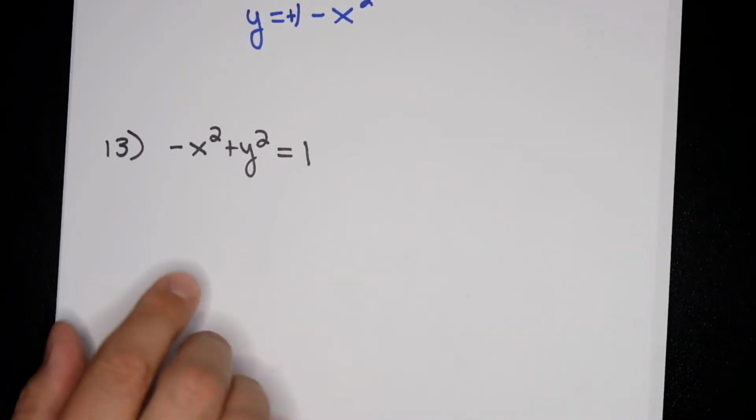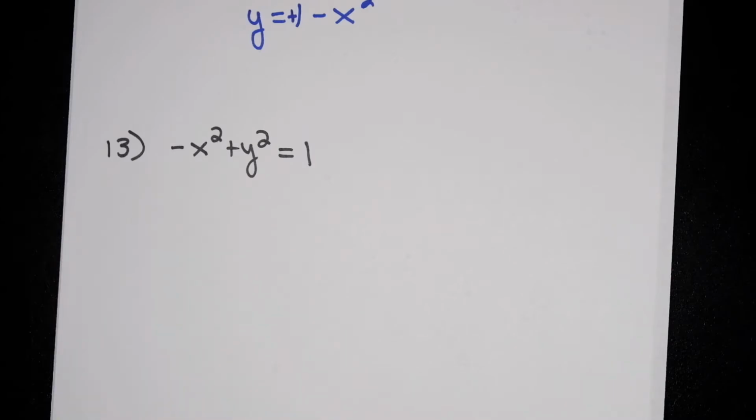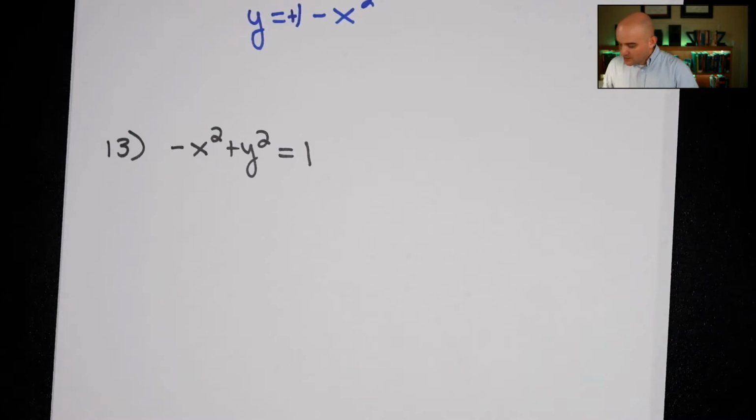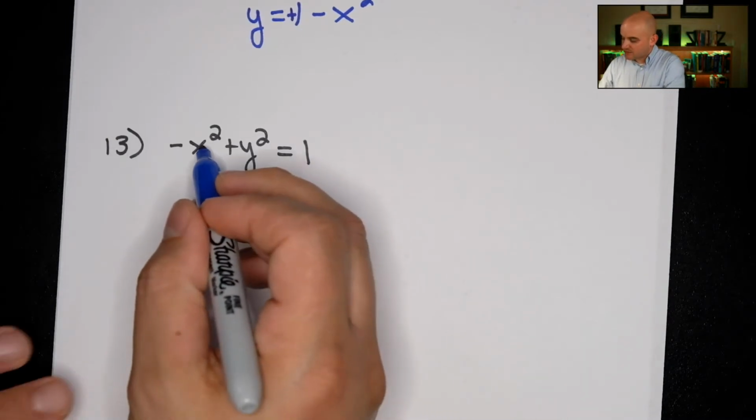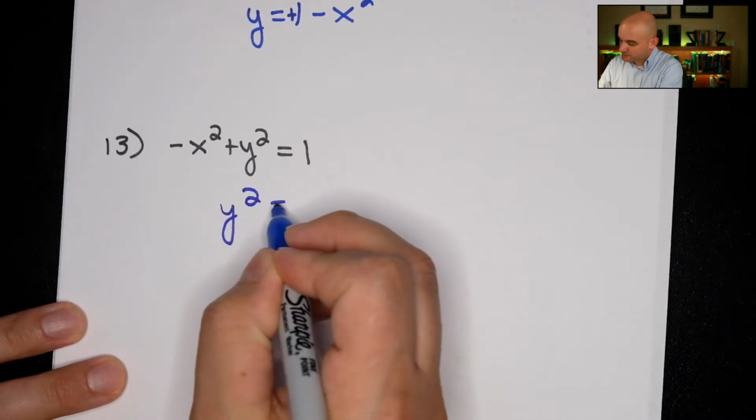Now before we go trying to graph this one, let's ask ourselves, is it a function or not? And so, like I said before, get y by itself. So I'm going to add x squared to both sides.